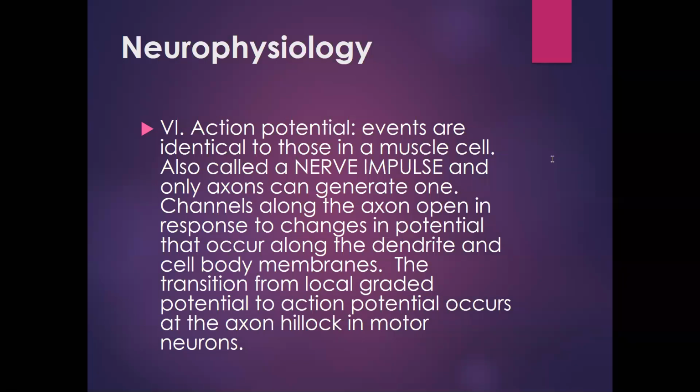So voltage gated channels, we'll just put it like that, only found on the axon. So we don't find voltage gated sodium channels and potassium channels anywhere else but on the axon. So channels along the axon open in response to changes in potential that occur along the dendrite and cell body membranes. This transition from a local graded potential to an action potential occurs at the axon hillock in motor neurons. Okay, so remember that, and let me just show you where the axon hillock is.